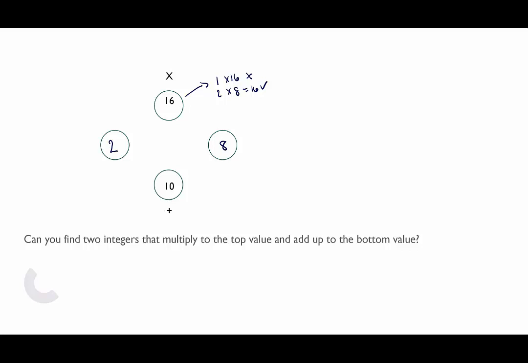There was another combination that multiplies to 16. So we see it, there was 4 times 4. But if we add 4 plus 4, we get 8, which is not 10. So that would get ruled out as well. And again, our winning combination would be 2 and 8.